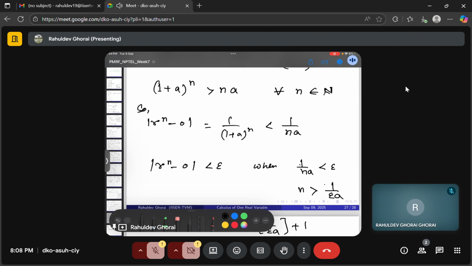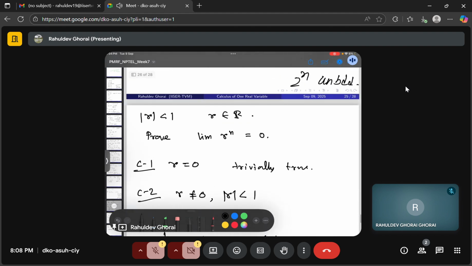So that's how one can prove that the limit of r to the power n is equal to 0 when r belongs to the set of real numbers, capital R, but the modulus value is less than 1.